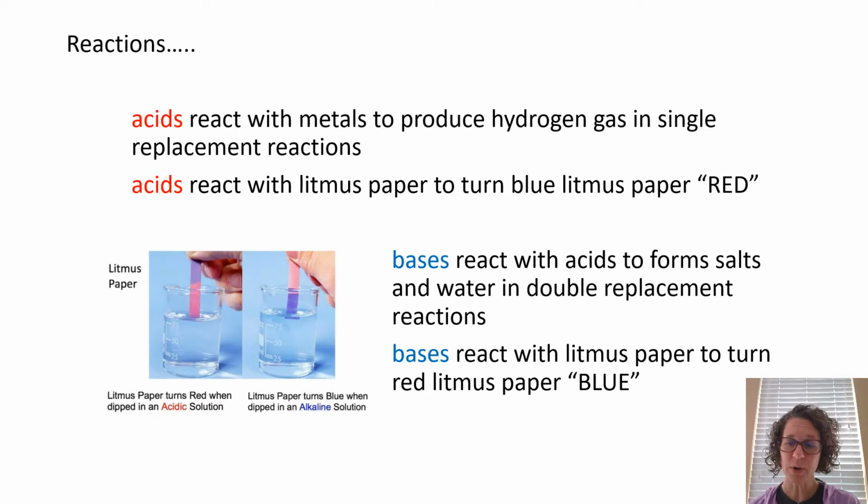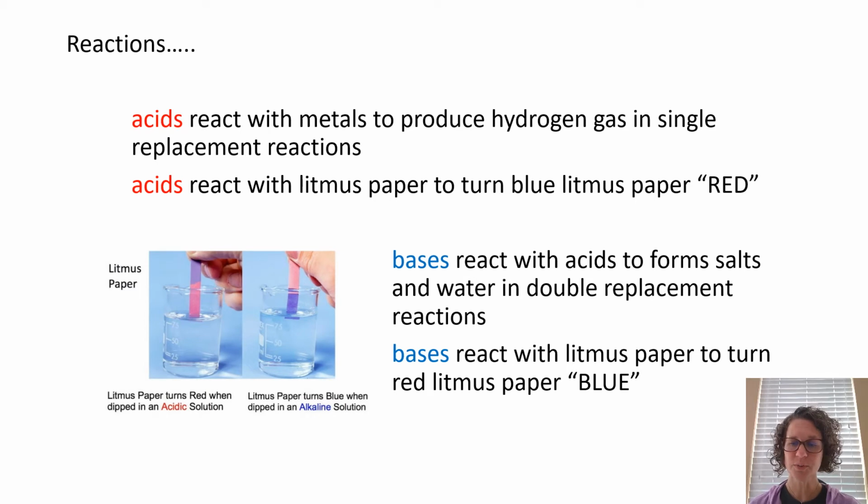Now, reaction-wise, chemically, acids do have one very specific reaction that we'll talk about, and that is the reaction that acids will have with metals. Anytime an acid reacts with a metal, it produces a hydrogen gas, and this is a single replacement reaction. And so the metal and the hydrogen basically switch places, and you have this hydrogen gas that is produced.